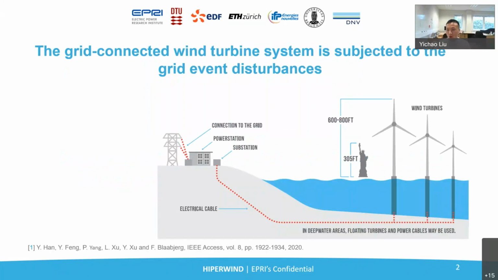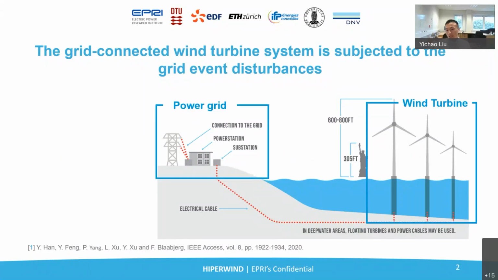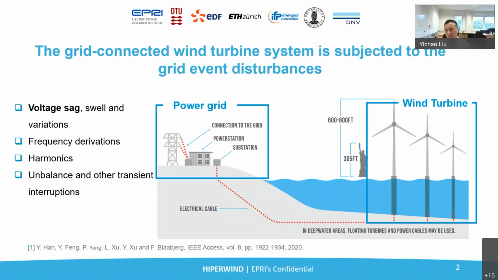So here's a picture to show you what the grid-connected wind turbine system looks like. We have the wind turbine, which is connected by the electrical cable to the power grid. And in this way, we're able to integrate the wind power sources into the transmission system. And because of the connection between the turbine system and the power grid, the wind turbine will experience some grid event disturbances, like local voltage problems and reduced power quality, and in extreme conditions it will interrupt the normal power supply, lead to electrical and mechanical failures, and result in system collapse.